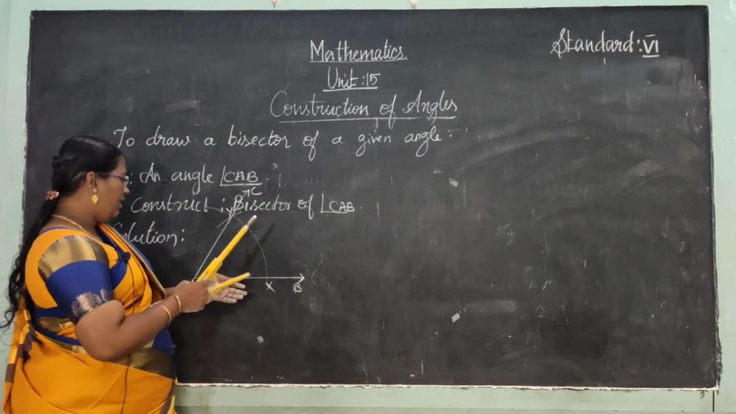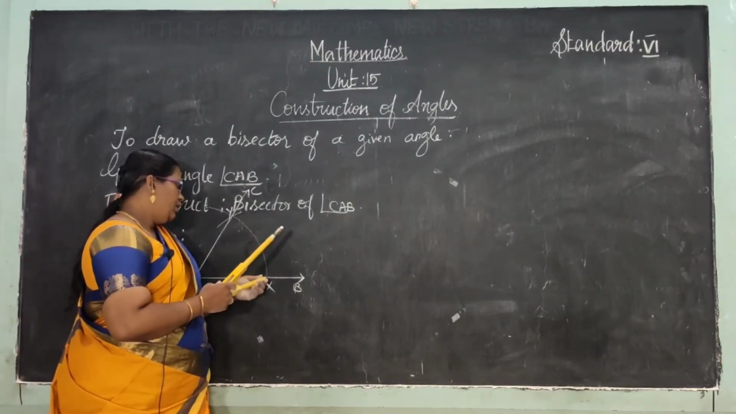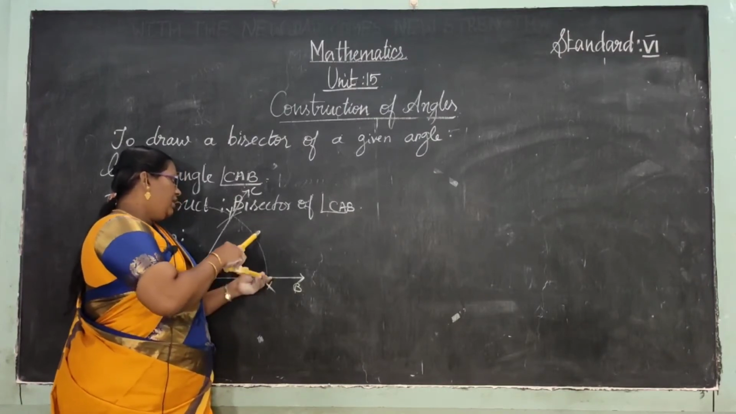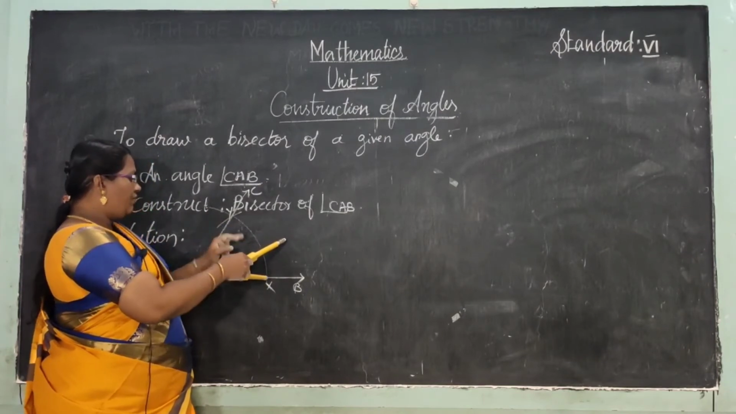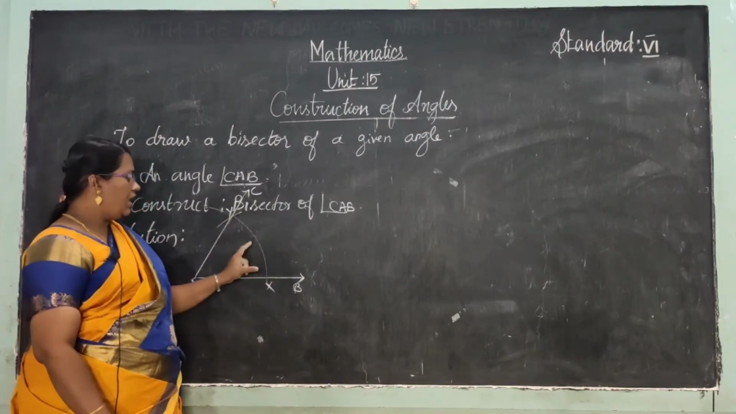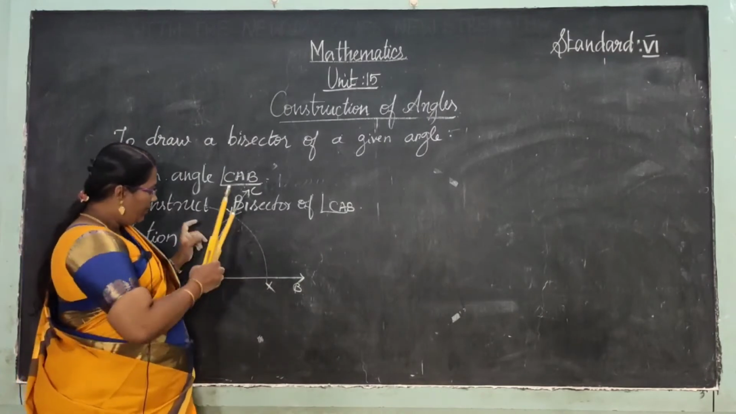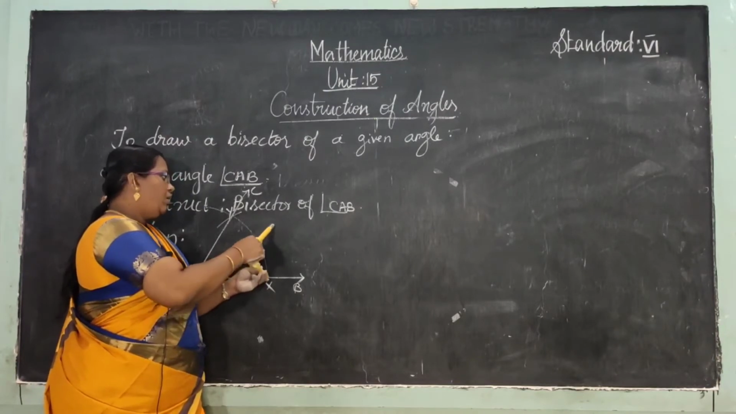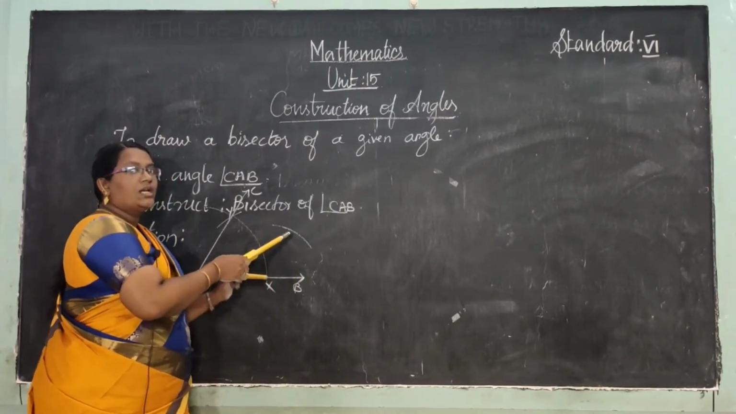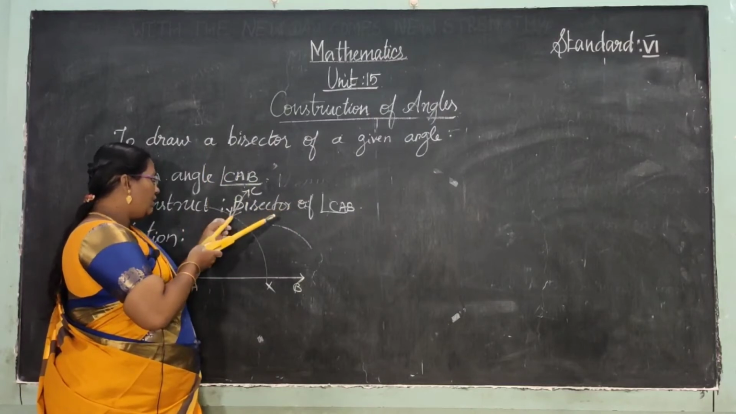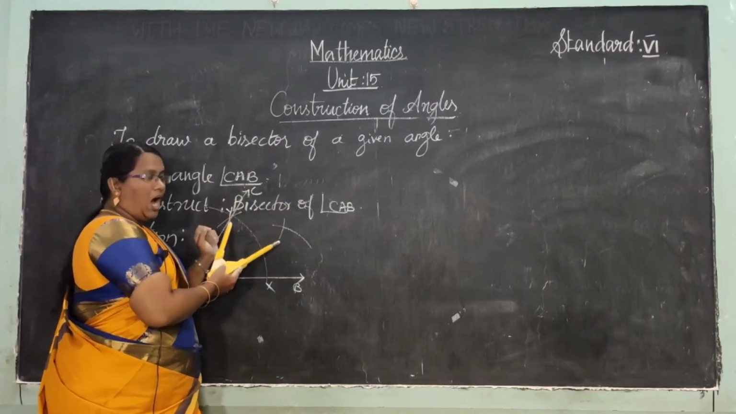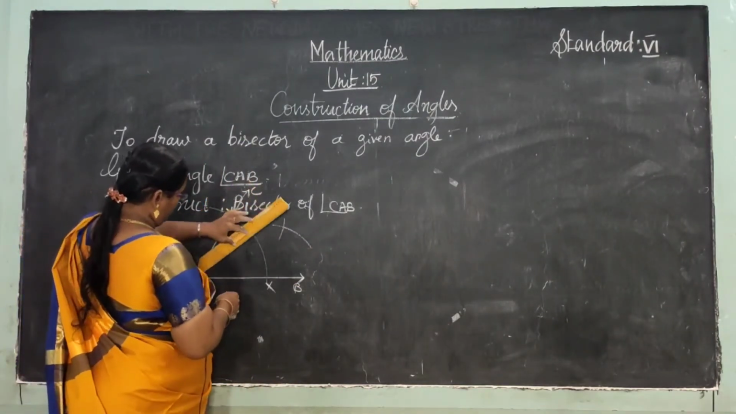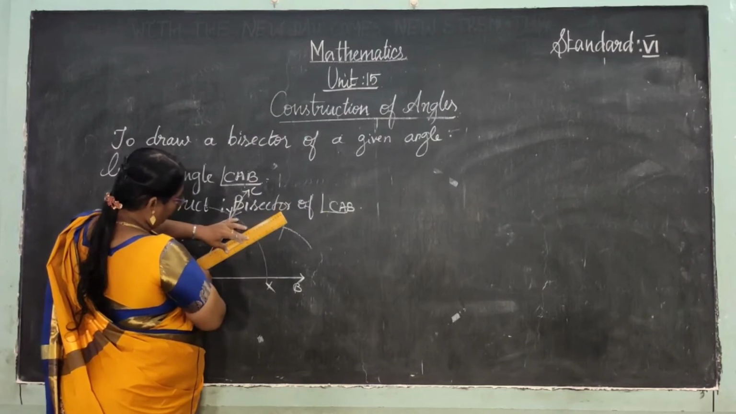Listen. Now keep the needle of the compass at X. Take more than half of the distance XY. With center X, draw an arc. With the same measurement and center Y, draw another arc. Now join this intersection point from A.